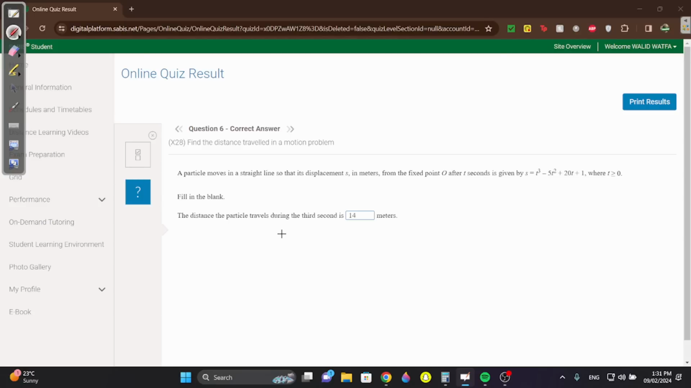How do you do that? Obviously, to find out, you do the distance traveled in the third minus the distance in the second. How do we do that? How do you find each one? You substitute. It will be 3 cubed minus 5 times 3 squared, plus 20 times 3 plus 1. And then for the second, it's 2 cubed minus 5 times 2 squared plus 20 times 2 plus 1. Okay, put this in a calculator.